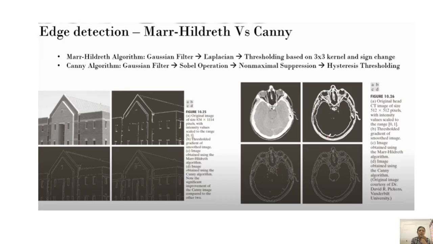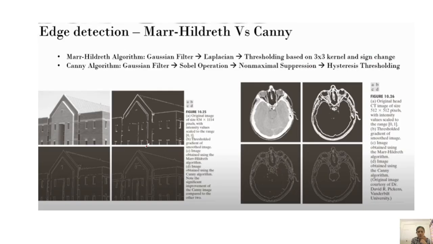So the Marr-Hildreth and Canny edge detection algorithms, what is the difference? It's given here. In the Marr-Hildreth algorithm, you have a Gaussian filter, then you do the Laplacian and thresholding based on a 3x3 panel and the sign change. In the Canny edge detection algorithm, you again have a Gaussian filter and a Sobel operator, and then you do the non-maximum suppression and the hysteresis thresholding.